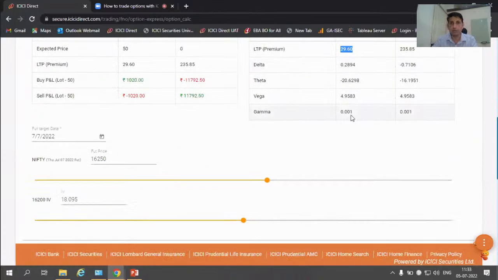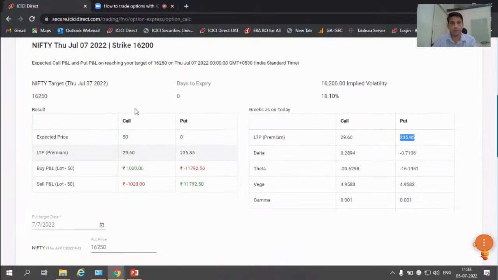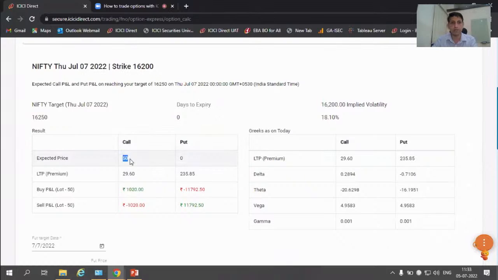As of today, you will be able to see this is the information available right now. So the call price will be 29.6, put is going to be 235, and delta, theta, gamma, and all this information is available right now. But on that particular day, you will be able to see that the call will be having rupees 50 and put will be 0.